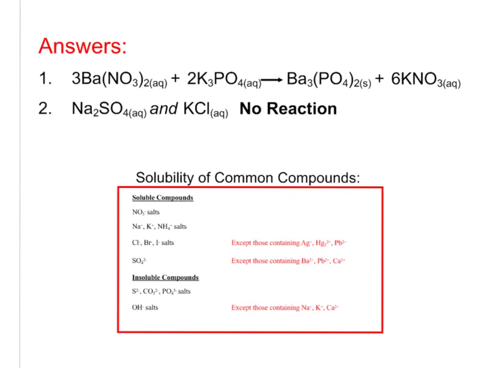Here are the answers. Hopefully you had some time to work these out and hopefully got them right. Here's the balanced chemical equation for a reaction that does occur. Here's our solid. The barium phosphate is the solid precipitate. And for problem number 2, there is no reaction. Both are soluble in water. Here's just a restatement of your solubility rules.